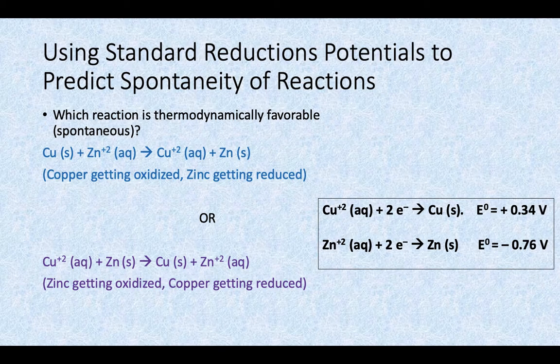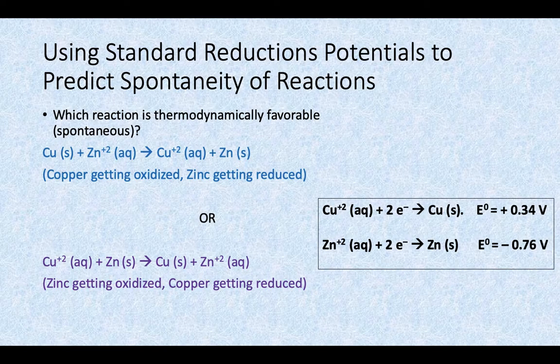So now it's time to come back to that original question that we had. Which reaction is thermodynamically favorable? Which one's spontaneous? If we have solid copper and we were to put it in a solution of zinc, say zinc chloride, would you get a reaction between solid copper and aqueous zinc, where the copper's getting oxidized and the zinc's getting reduced, or would you get a reaction if you were to put solid zinc into an aqueous copper solution, where the zinc is the one getting oxidized and the copper's getting reduced?